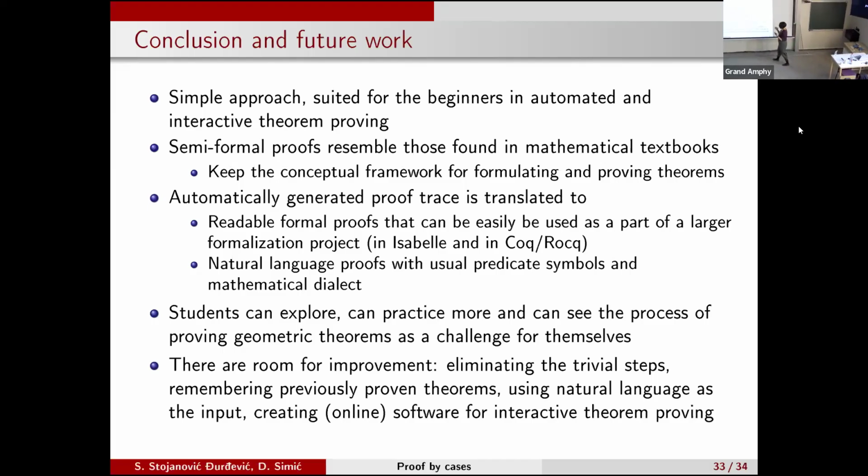And of course, not the last thing, but I think the thing that can really make it usable is if we make an online software where one can practice interactive theorem proving.